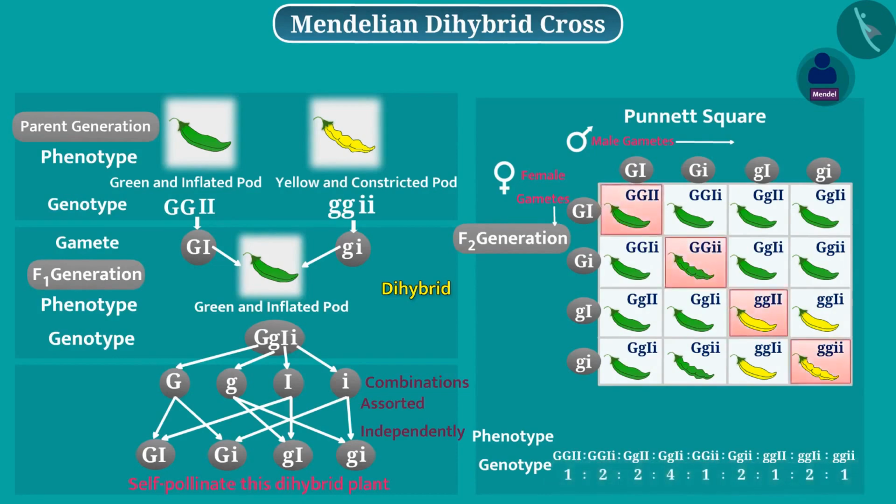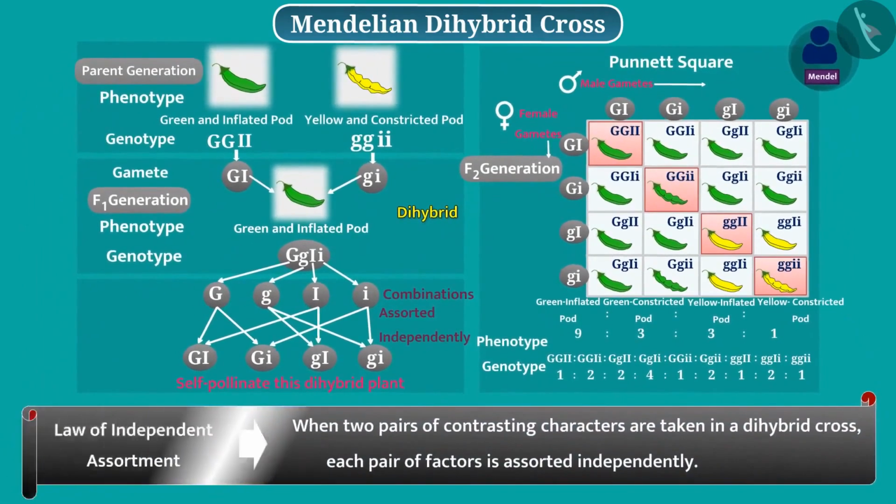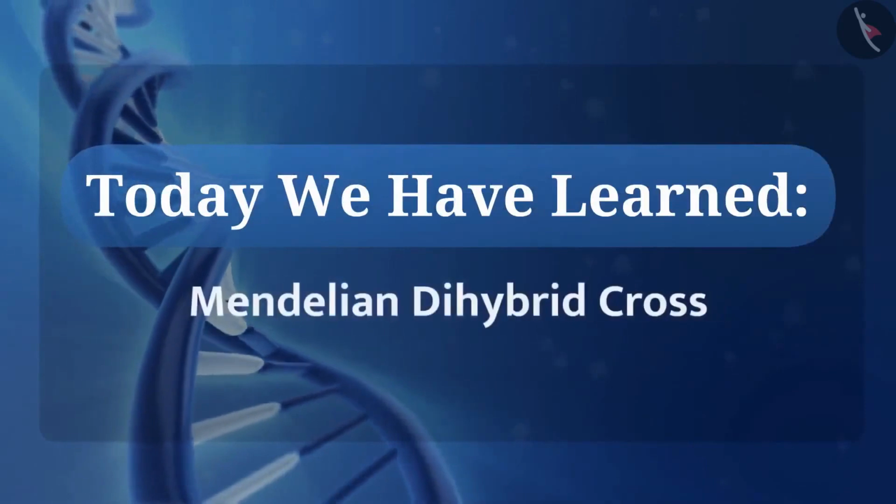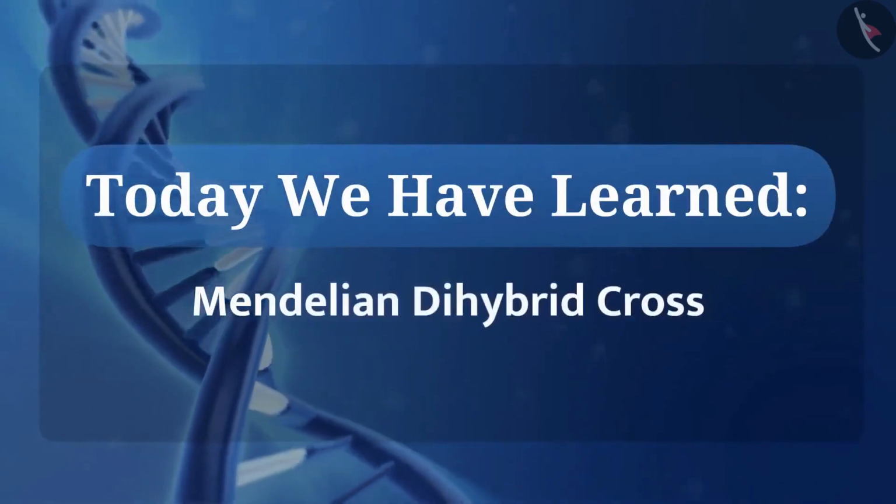But under the rule of dominance, the dominant character will be expressed. Therefore, in the F2 generation of a dihybrid cross, only 4 phenotypes will be obtained. The ratios of these are as follows. So now you must have understood the law of independent assortment of inheritance. Today we have learned about the Mendelian dihybrid cross.